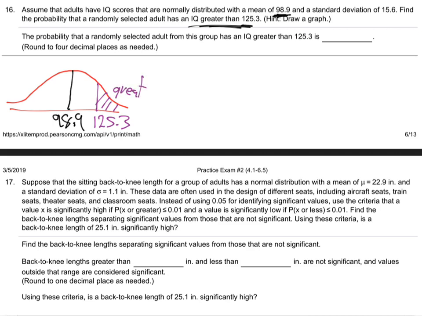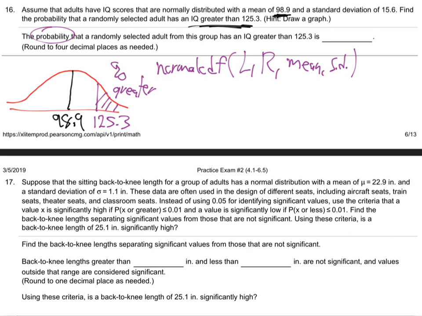Greater. So, find the probability. They want me to find the probability, which is a percent. Probability is always a percent. So they want me to find the percent or the decimal of that. Okay, so what am I going to do? It's normal CDF, isn't it? Because whenever you want a percentage, that's the normal thing to do. So normal CDF, and that's left, right, mean, standard deviation.